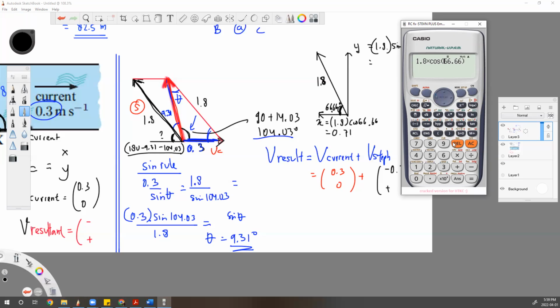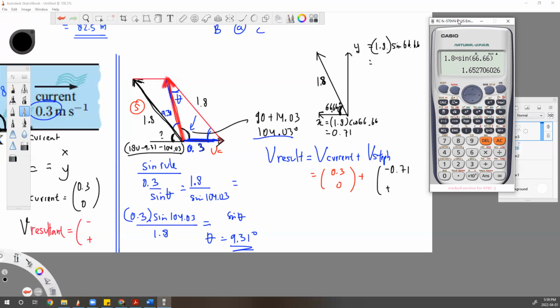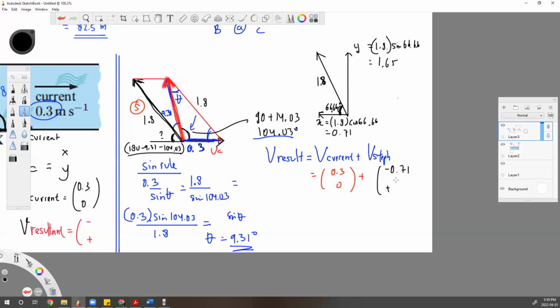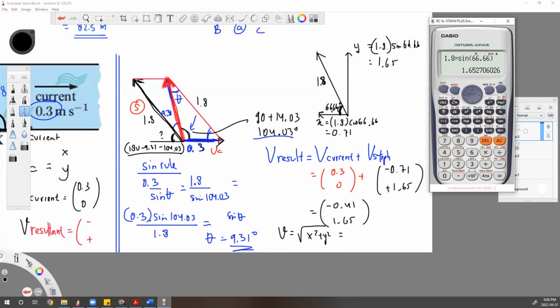Oh, it's time consuming. Sine. There you go, 1.65. Okay, right down here, 1.65. Now we know the resulting force: negative 0.41 and 1.65. So the V will equal, using the formula, square root of x squared plus y squared. In this case, square root of 0.41 squared plus 1.65 squared.